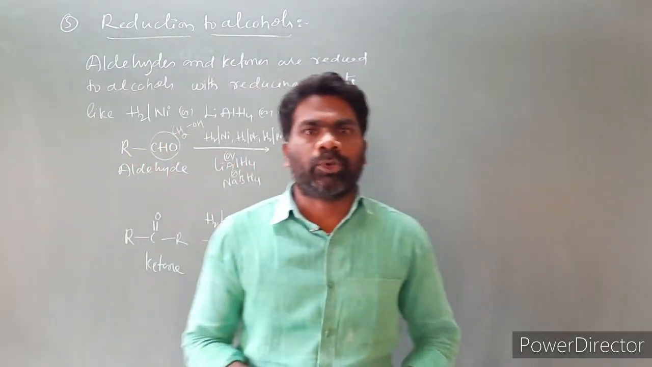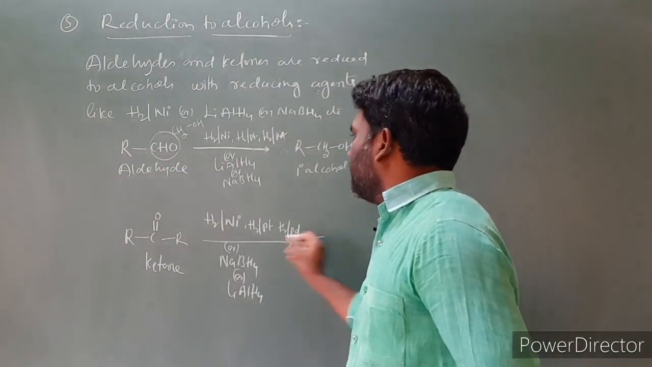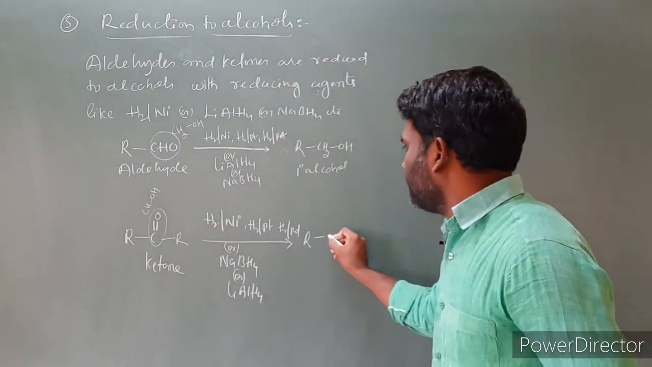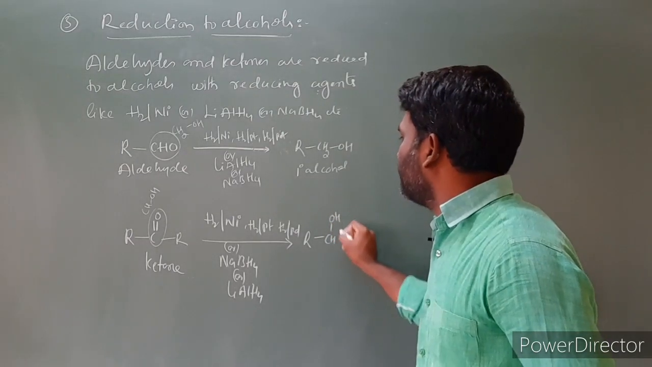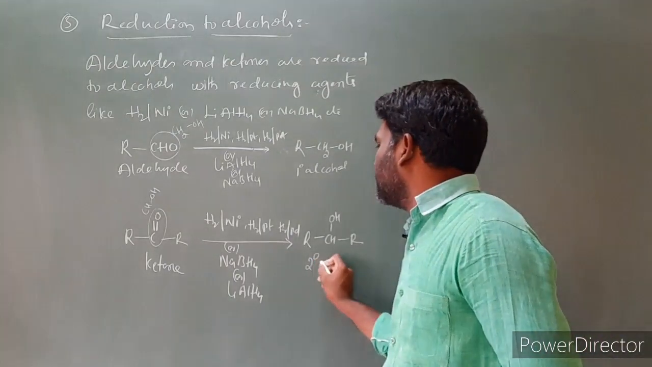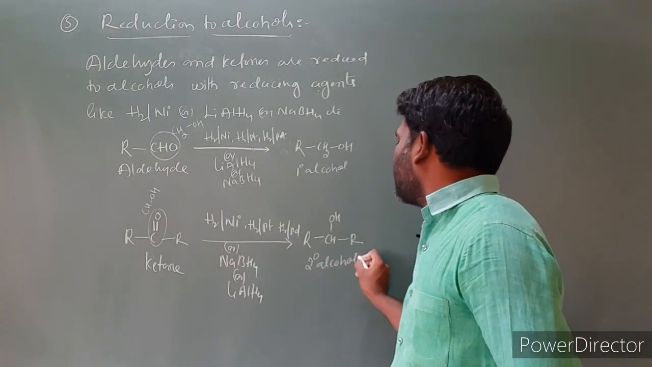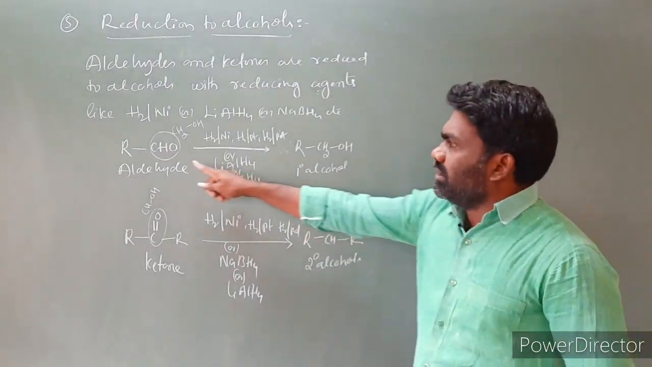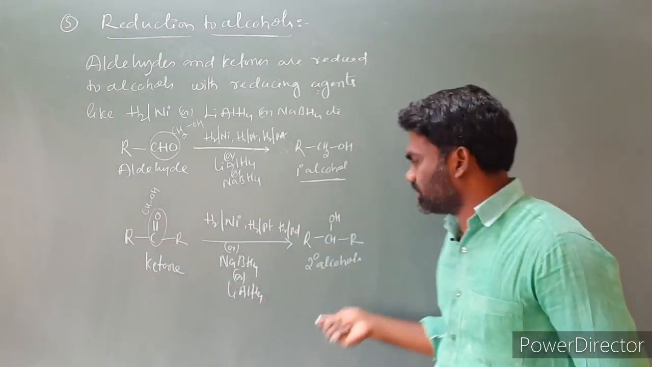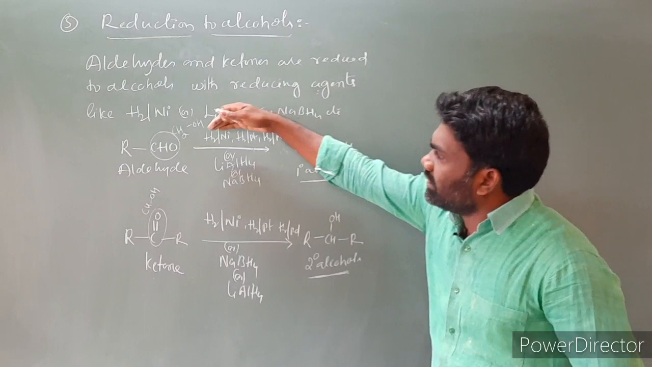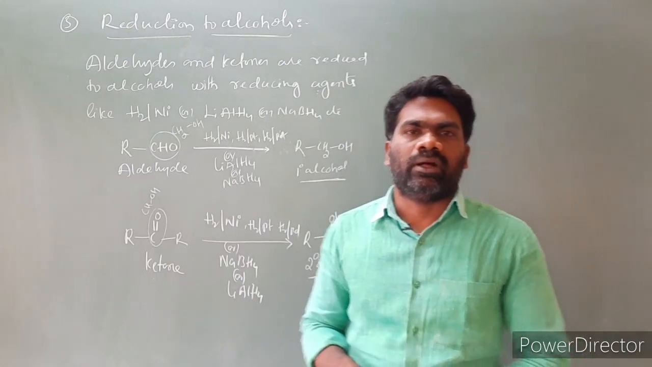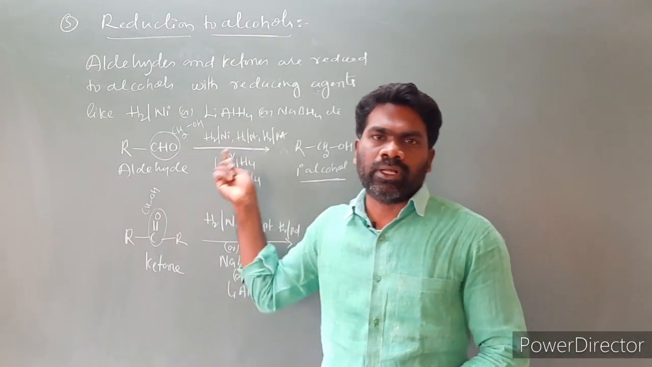The product you can expect is R, with this C double bond group converting into CHOH, and the other R remains. What is the product we got in this reaction? This alcohol is called a secondary alcohol. An important point here: reduction of aldehydes will give primary alcohols, and reduction of ketones will give secondary alcohols, with H2 by Ni or sodium borohydride or lithium aluminum hydride. So this is the reduction of aldehydes and ketones to alcohols.